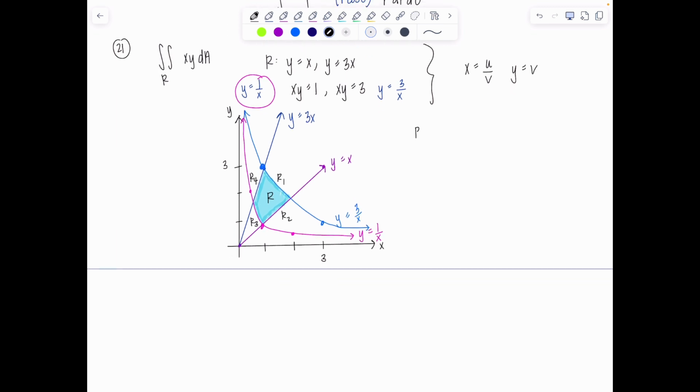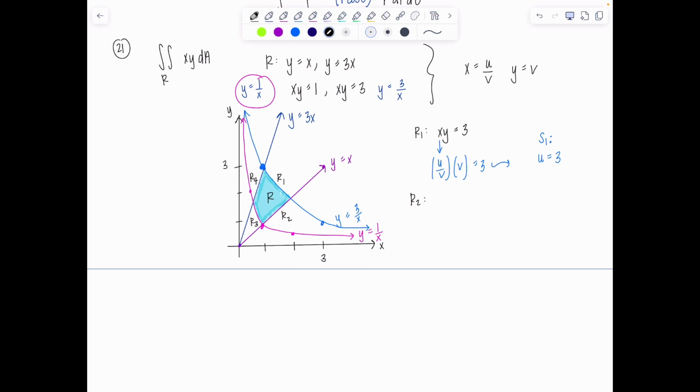R1, let me call it what they called it: xy equals 3. So just start applying the transformation. I'm going to replace x with u over v, and y with v. So this gives me u equals 3. So that's S1. Good? Okay, R2.